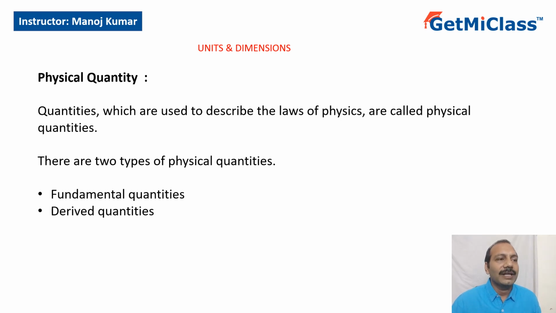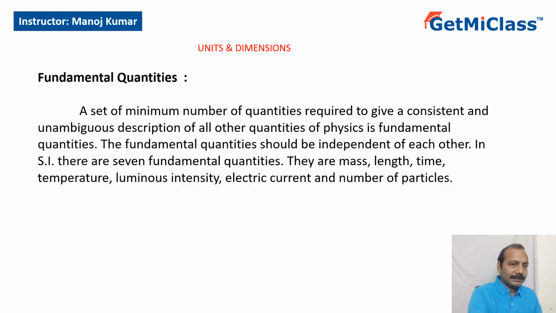Now let's see how we define it. A physical quantity, or quantities which are used to describe the laws of physics, are called physical quantities. These physical quantities are again classified into two categories: fundamental quantities and derived quantities. Now let's look at what is a fundamental quantity. Any quantity which forms the basis to define other quantities is called a fundamental quantity.